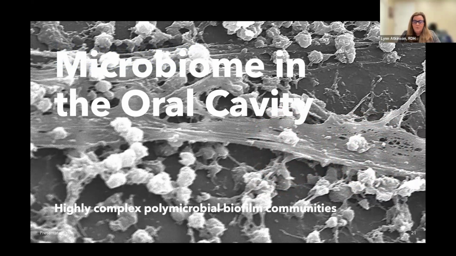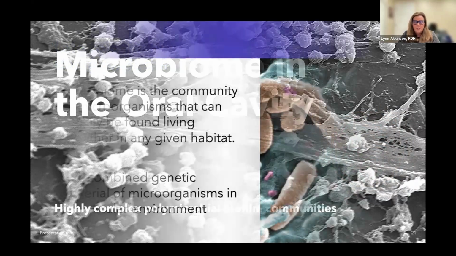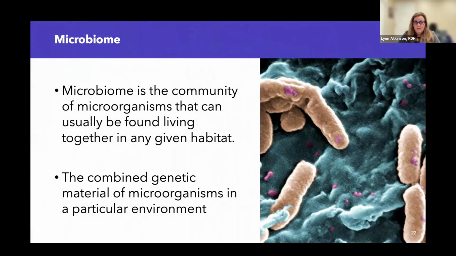The microbiome is this community of biofilms, but they can live in a symbiotic relationship. Microbiome is the community of microorganisms that can usually be found living together in a given habitat. So you can have the tongue microbiome, you can have a microbiome in the gut, you can have a microbiome in the oral cavity, you can have a microbiome in specific areas in the oral cavity. And the combined genetic material of the microorganisms in a particular environment is that microbiome.